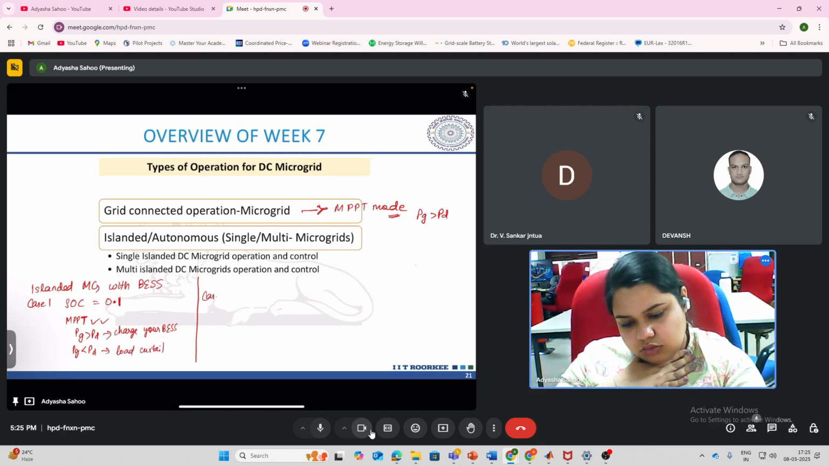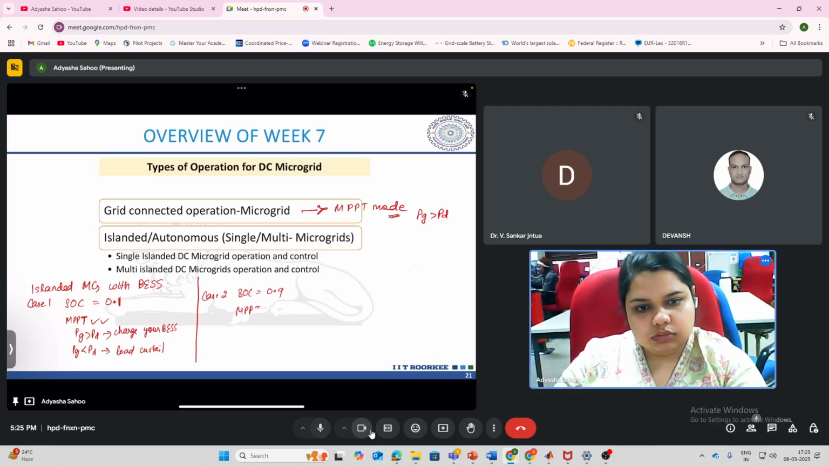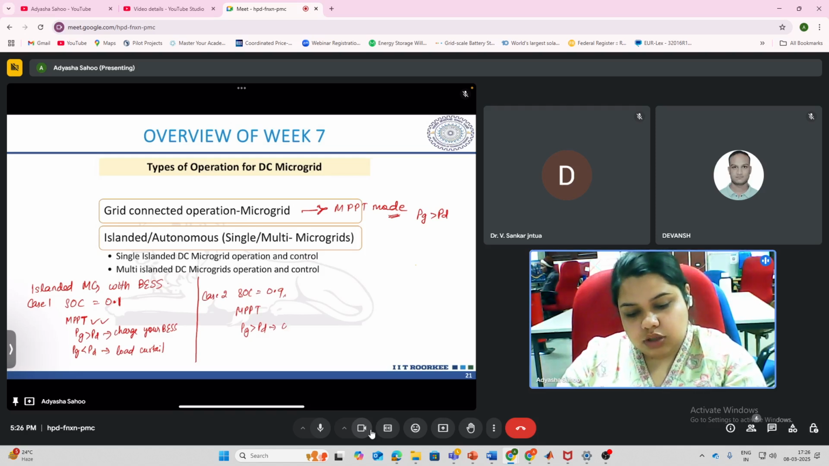Now in case 2, let's say your SOC is 0.9. Then can you operate in MPPT mode? Here, if your PG is greater than PD, you cannot charge your BESS. It is already at 0.9 SOC. So what you have to do is curtail your renewable. So MPPT mode of operation is not possible.